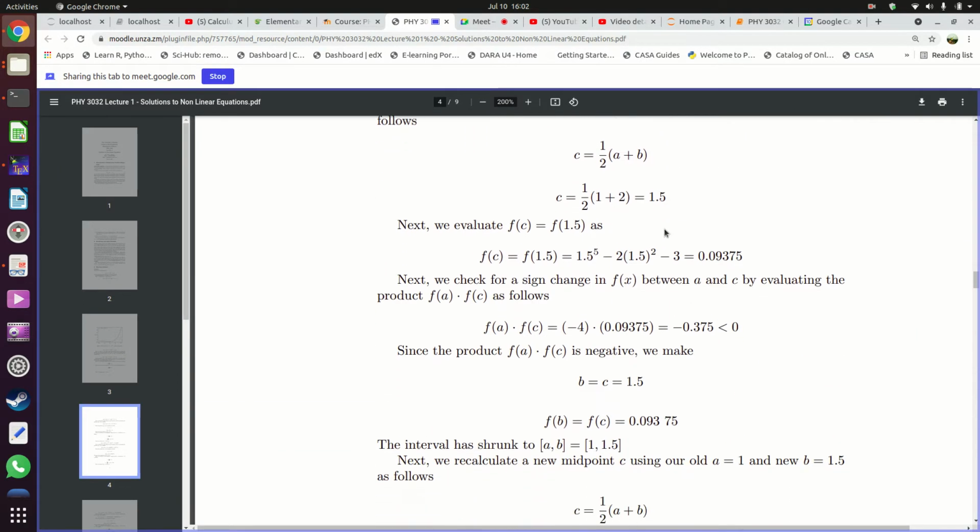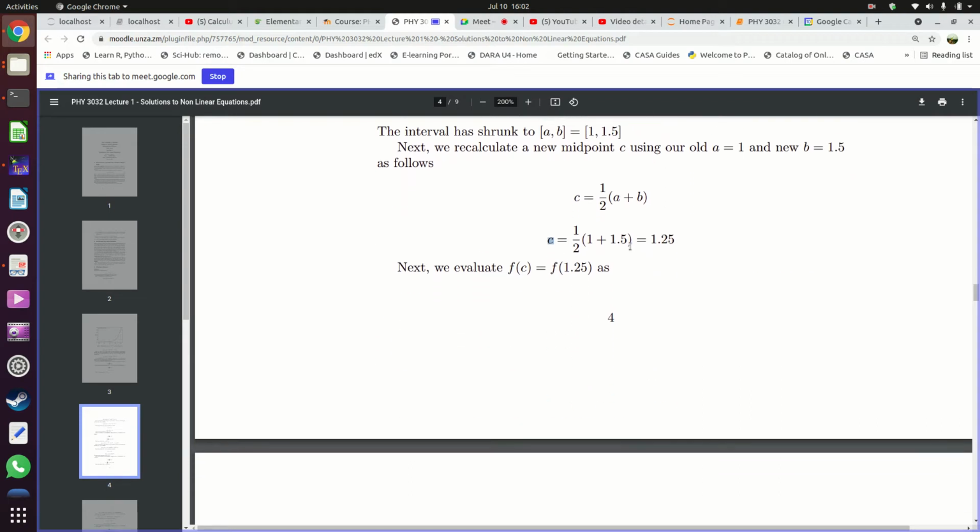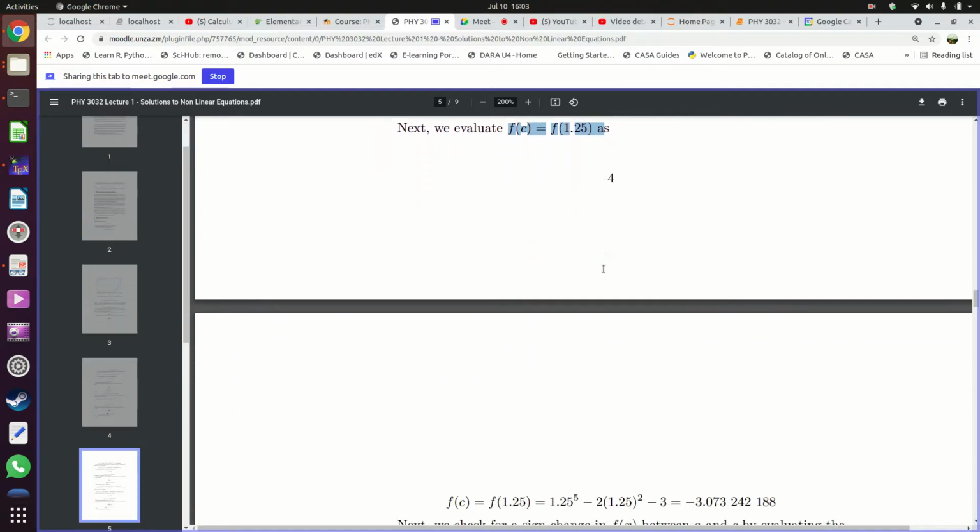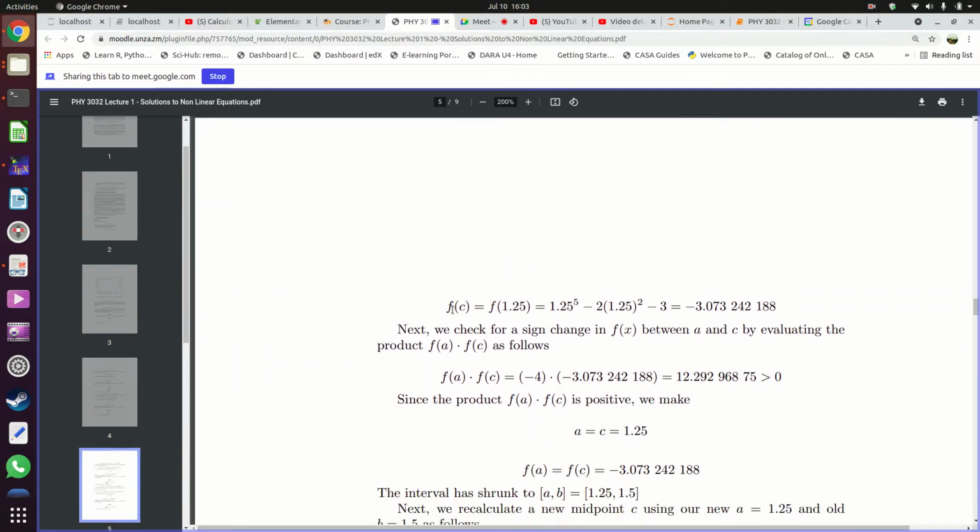So in this case, now that we have a C which is equal to 1.25, we work out the value of the function at C. f(C) is equal to f(1.25), which is 1.25 to the power 5 minus 2 times 1.25 to the power 2 minus 3, and this gives us minus 0.073424186. What's important here is that this number is negative. Are we clear?